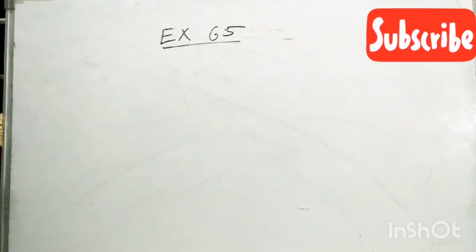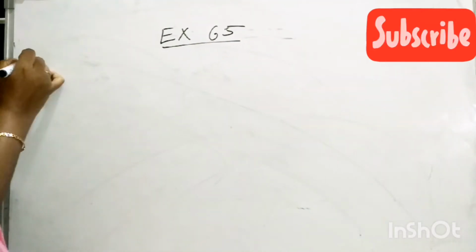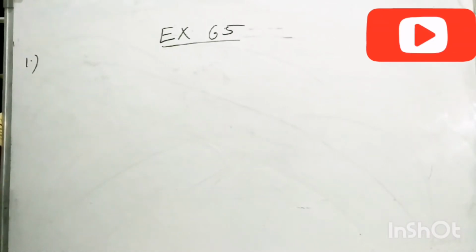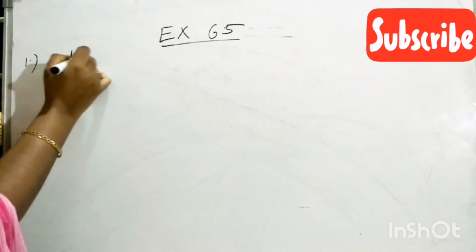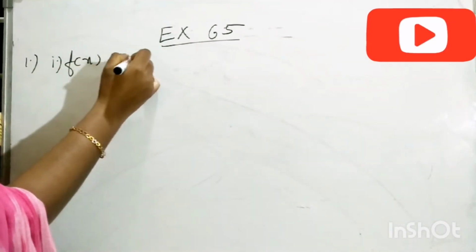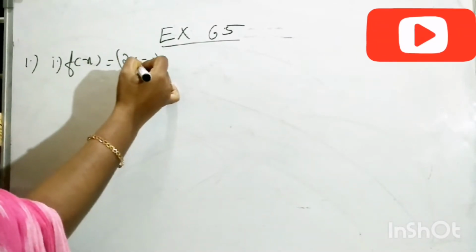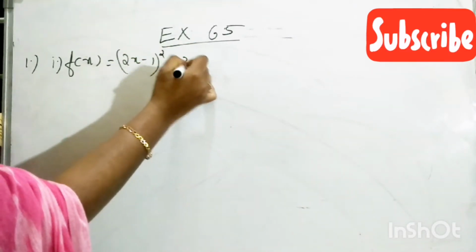Today we are going to discuss exercise 6.5. First question. Find the maximum and minimum values, if any, of the following functions given by. First one, f of x is equal to (2x minus 1) whole square plus 3.